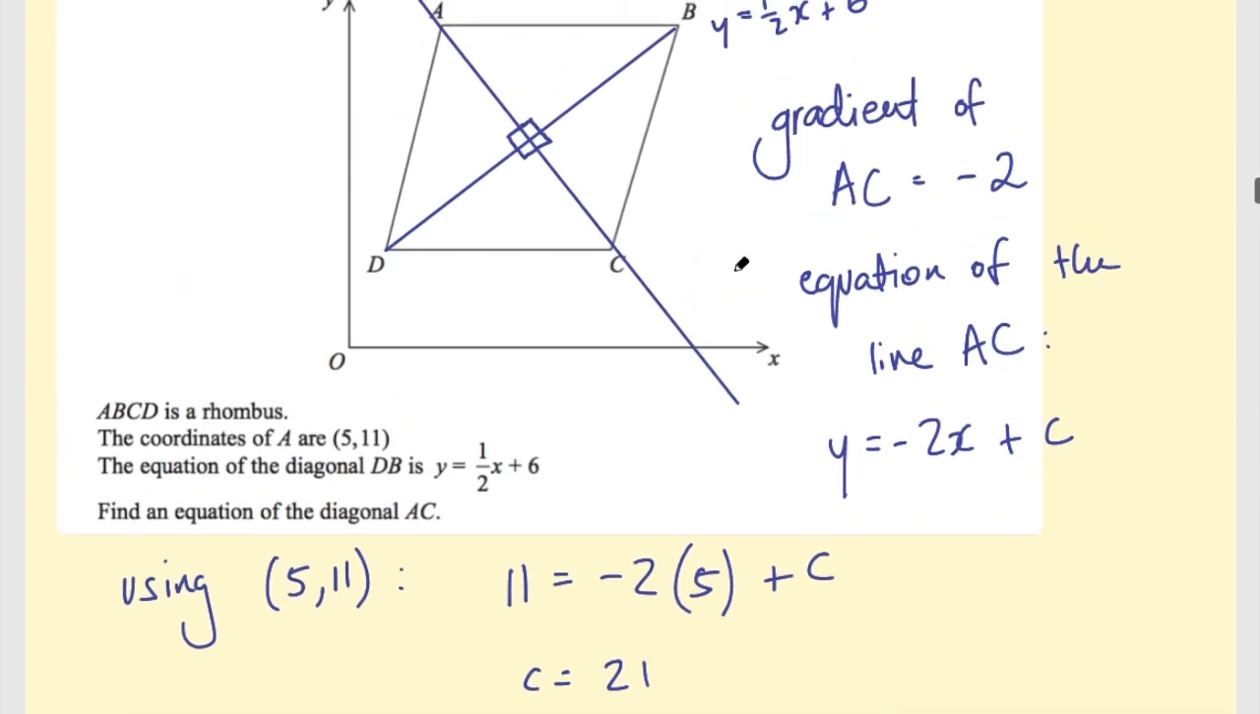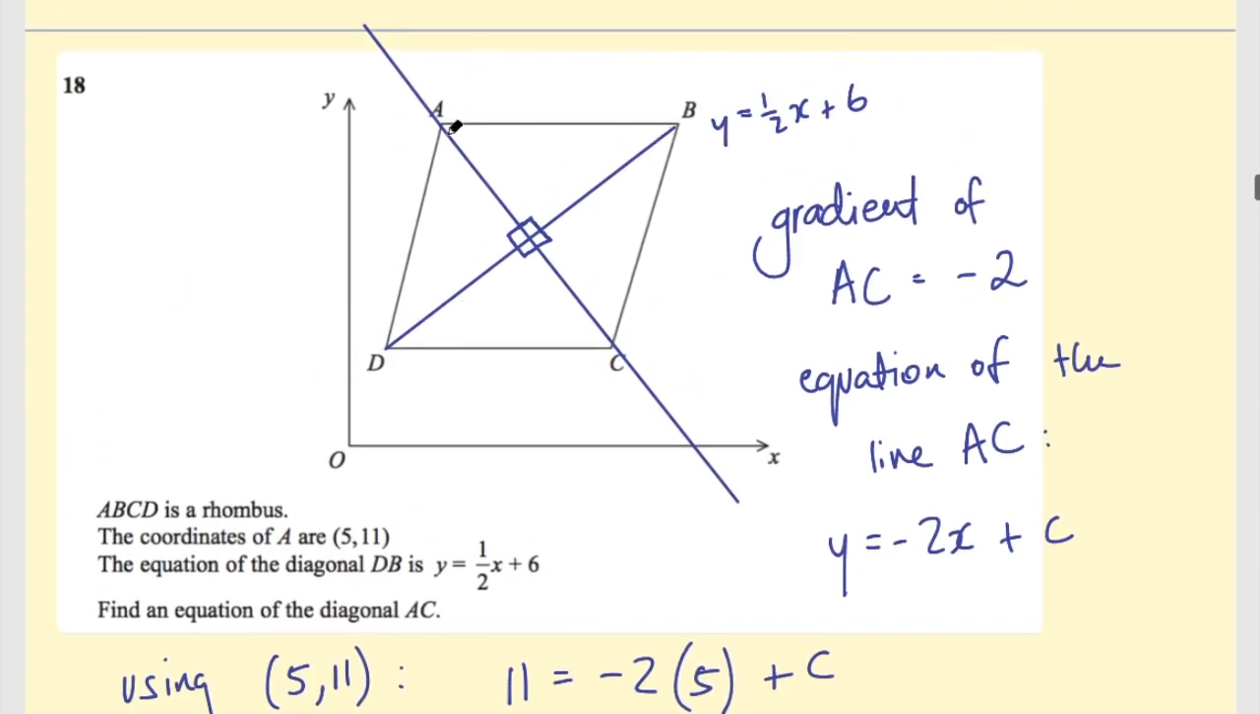So I think you'd be fine with that question as long as you knew that the diagonals of a rhombus meet at 90 degrees, and then you know how to find the gradient of AC from the gradient of DB.